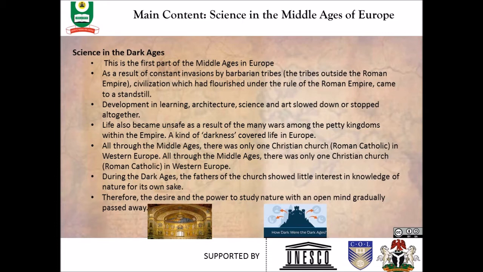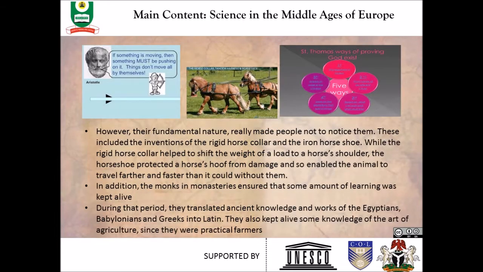Aristotle's cosmology was the dominant basis of science in the Dark Ages and the scholastic period, that is, the period of Arab influence. He believed that heavenly bodies influenced human destinies. However, some advances were made during this period. However, their fundamental nature made people not notice them.